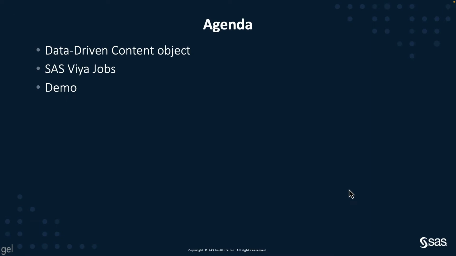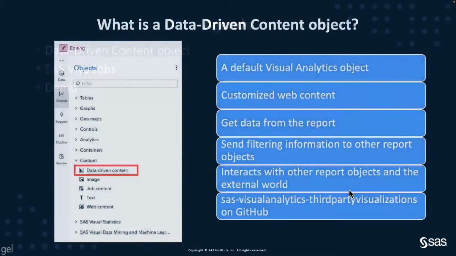I will first explain the different components. We have the data-driven content object, which is a specific object designed for customized elements in Visual Analytics. The data-driven content object will use a SAS Viya Job behind the scenes to register the data into a CAS table, and there will be a little demo to demonstrate the application and, more importantly, how it was created.